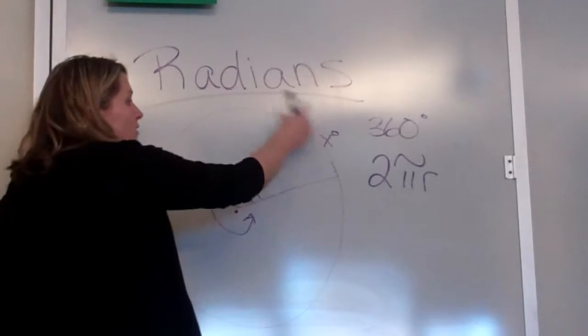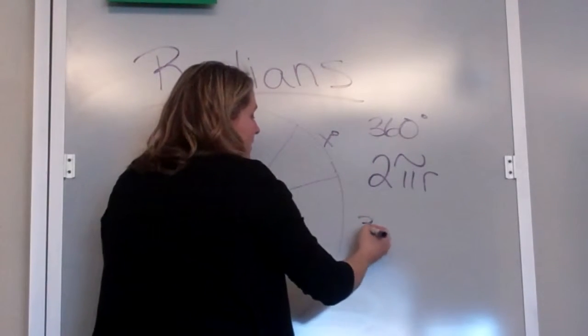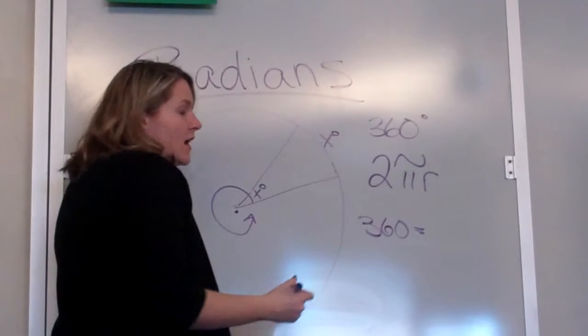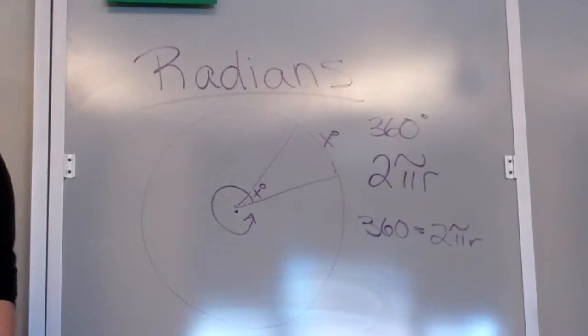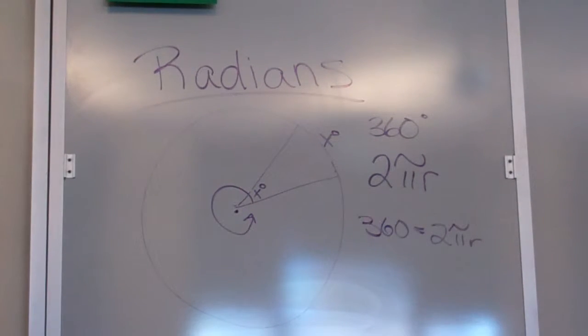So if I know that the whole circumference is 360 degrees, I can set that equal to the formula 2 pi r. So 360 degrees equals 2 pi r. Make sense so far? 360 gives you a full rotation around the circle, which is the circumference, and we can calculate that by 2 pi r. So we just set them equal to each other because they're the same.